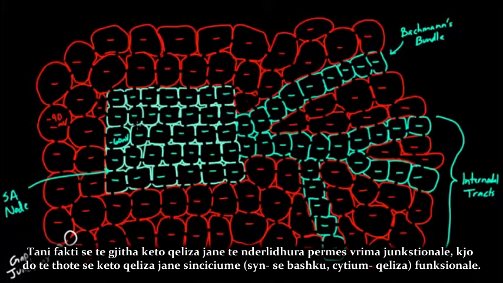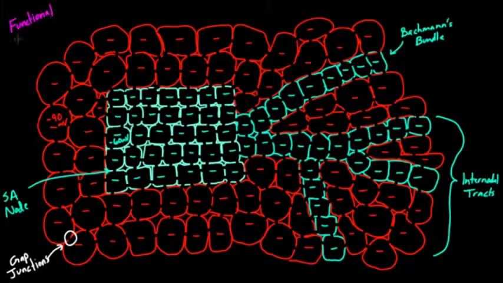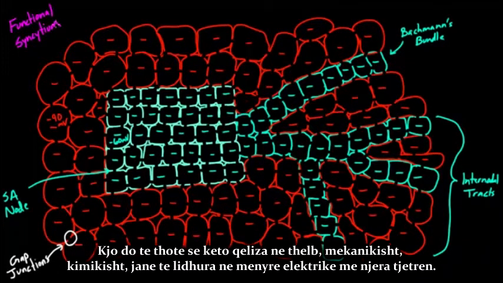Now, the fact that all these cells are interconnected through little gap junctions means that these cells are a functional syncytium. And I'll actually write that out here. Functional syncytium. And syncytium is kind of a funny word to spell, and that's how it's spelled. So functional syncytium, all that means is that these cells are mechanically, chemically, and electrically connected to one another.